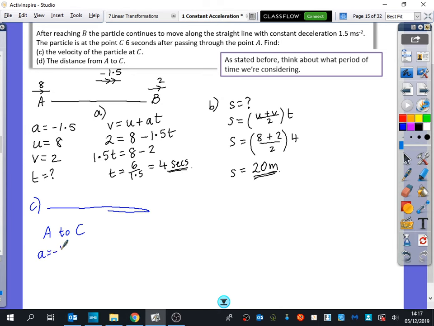So the acceleration is still -1.5. What is the time of the journey from A to C? 6. What is the time of the journey from B to C, by the way?